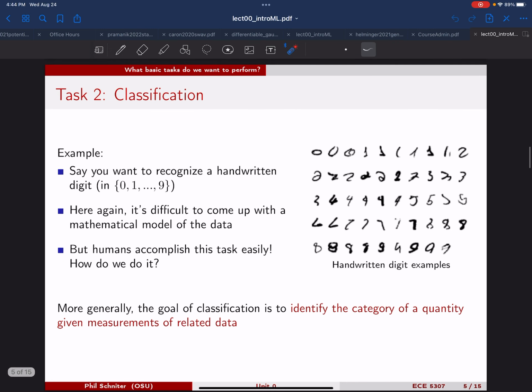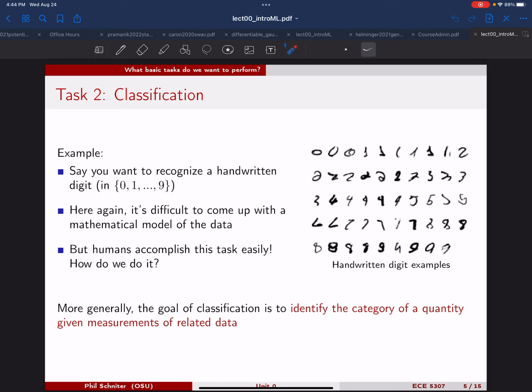Let's talk about classification, another example. The difference between classification and regression is similar, except that in regression or prediction, the value that you are trying to predict is a number from a continuum, like a real number, complex number, or maybe a set of them. Whereas for classification, it comes from a discrete set.